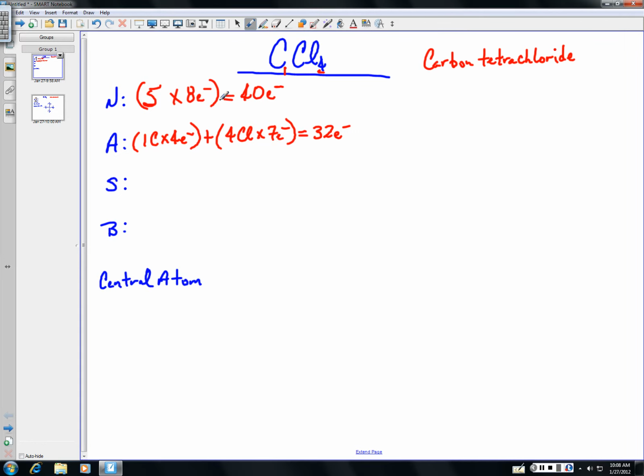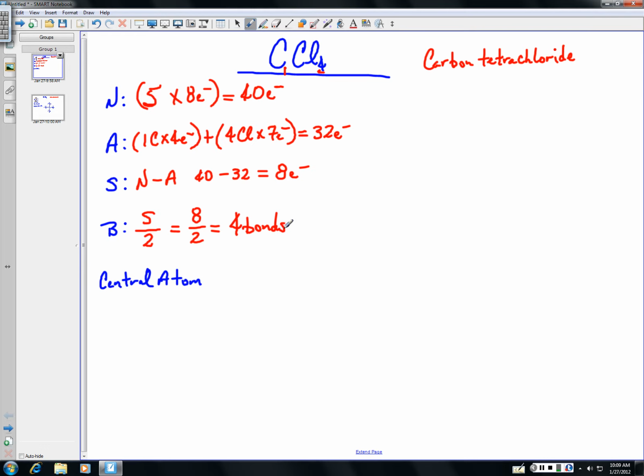Available should also be even, because shared is going to be N minus A, if you remember. So we're going to take 40 and subtract 32 from it, and we find that 8 electrons have to be shared. And we know shared has to be an even number, because to find the bonds, we take the number of shared electrons and divide by 2, because it takes 2 electrons for every bond. So we take 8, divide it by 2, and say that in our structure we need to show 4 bonds.